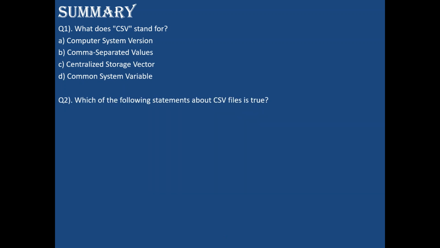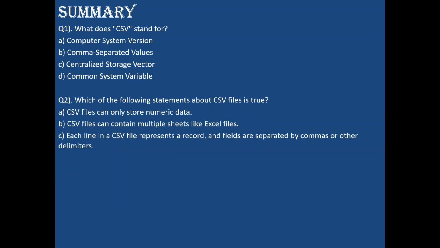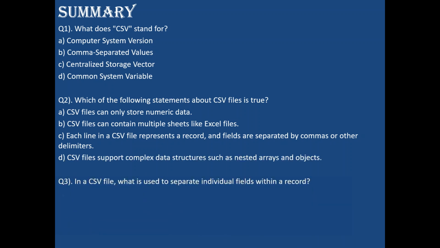Let's go through some of the summary questions quickly. What does CSV stand for? Okay, CSV stands for comma separated values. Answer B is correct. Which of the following statements about CSV file is true? CSV can store numeric. Each line in a CSV file represents a record. Fields are separated by commas or other delimiters. Yes, the C is correct.